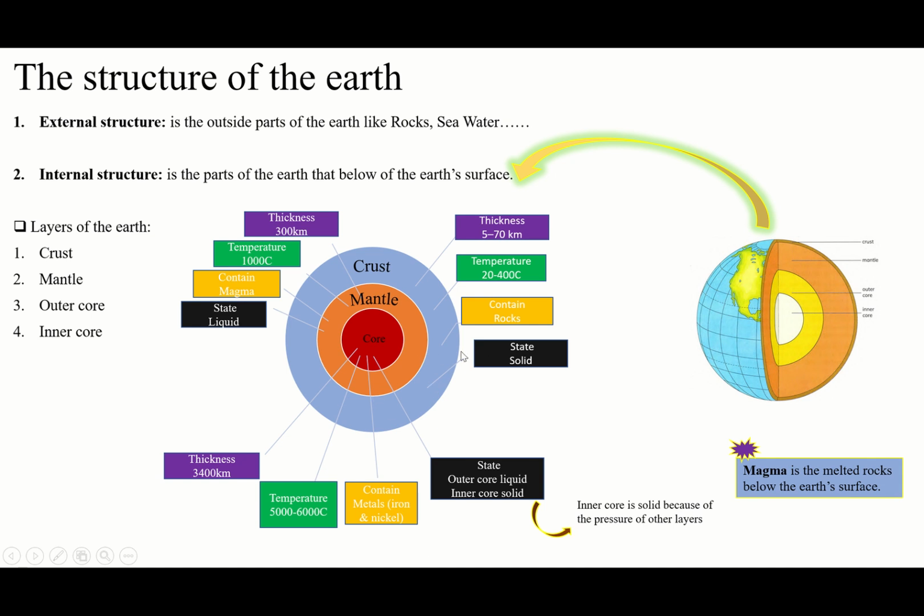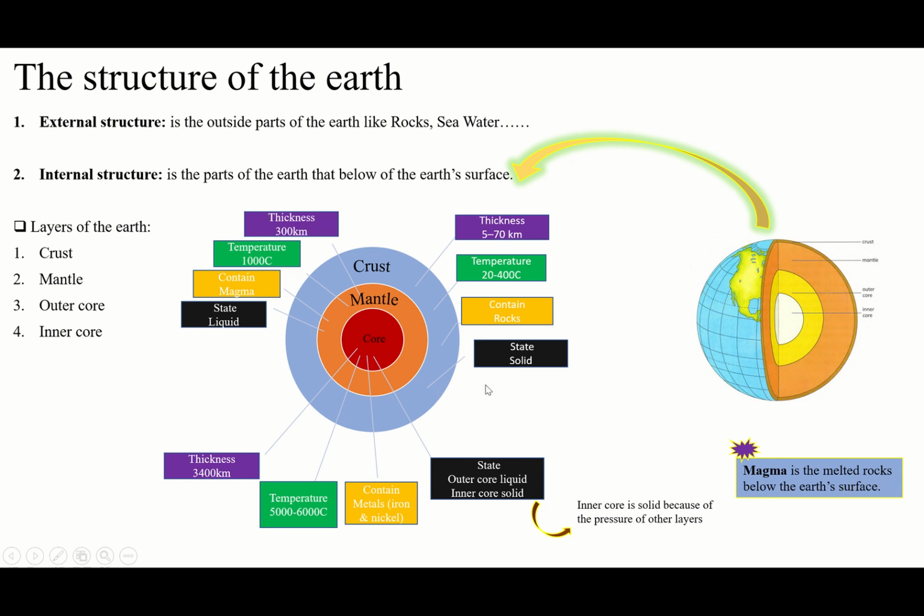And their states, we said, the crust is solid. Why? Because inside the crust we have rocks. Rocks are going to be solid, of course. Yes, it's solid. And in the mantle, we have magma. So magma is what? Liquid. Why? How do you know? Because we said magma is melted rocks below the earth's surface. I mean melted rock. It has melted.